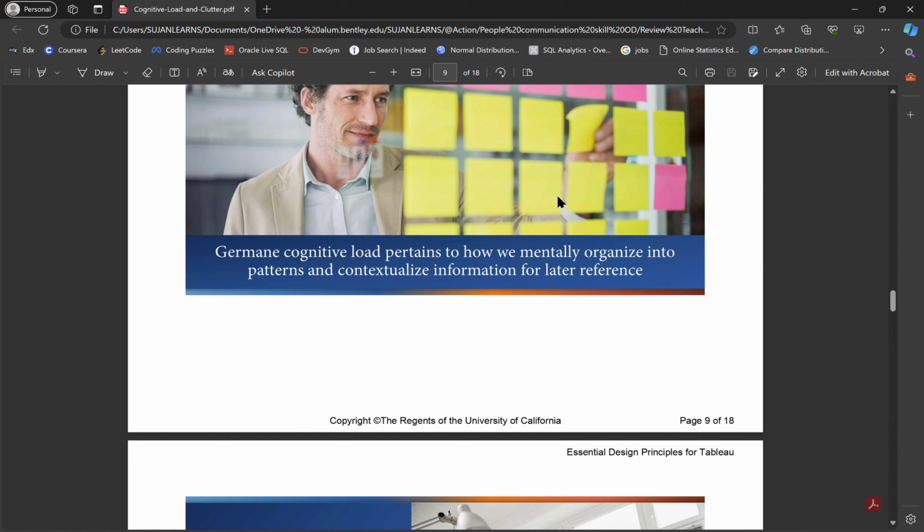And third is germane cognitive load, which is the way you remember the information. How much effort are you making to remember the information? That's germane cognitive load.